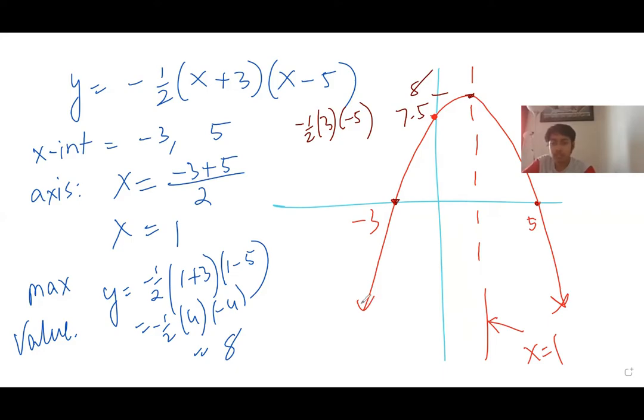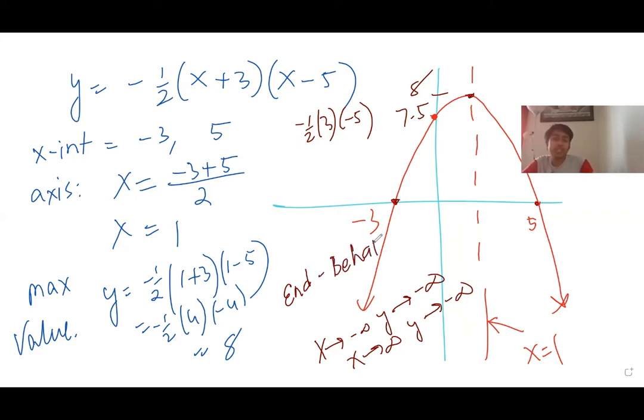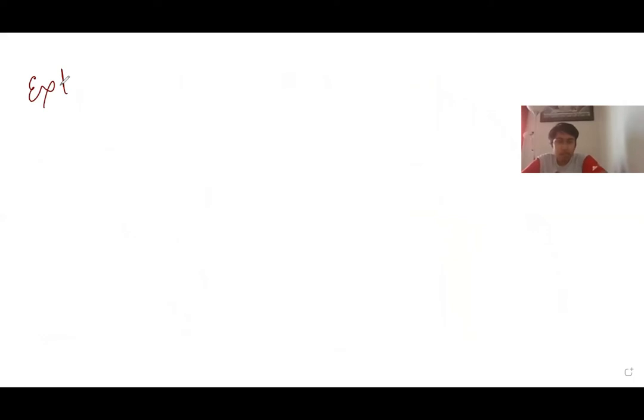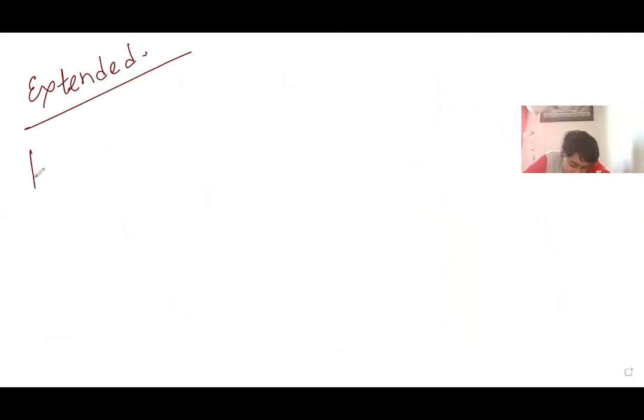And also we know the end behavior: when x approaches negative infinity, y approaches negative infinity. When x approaches positive infinity, y approaches negative infinity. Are you clear about end behavior? No, sir. I'm not. I don't understand that part. Correct. Well, this is another extended topic. Let's go for extended now. So the term end behavior.